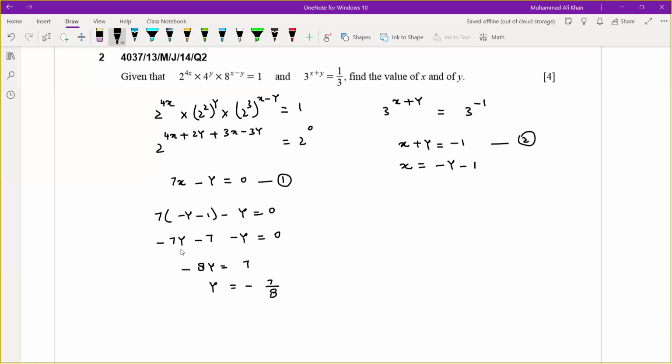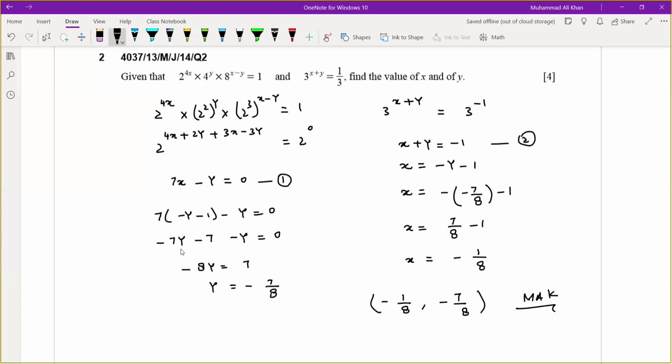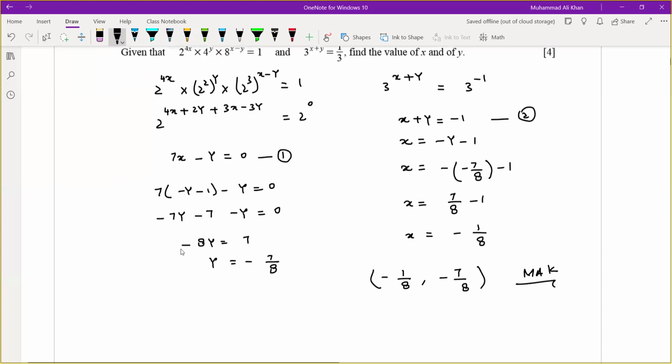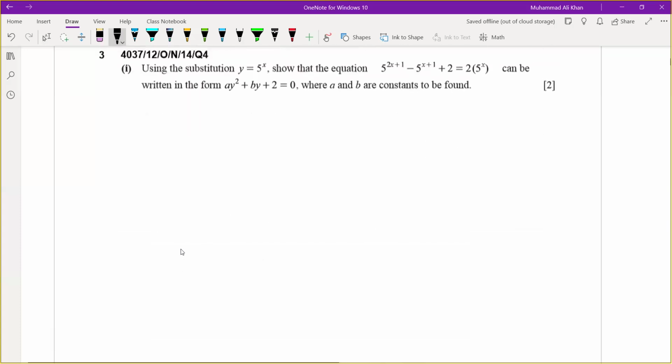If the value of y is minus 7 over 8, then the value of x will be, if we replace here, minus 7 over 8 minus 1, then it will be 7 over 8 minus 1. And the final answer will be minus 1 over 8. So the coordinates are minus 1 over 8, comma, minus 7 over 8. These are the coordinates for question number 2. Hopefully the question is clear, of 4 marks. It's not a difficult question. Next question. Next question is about the substitution.